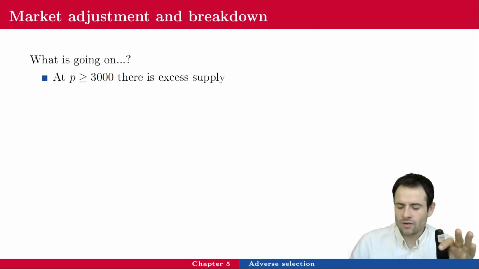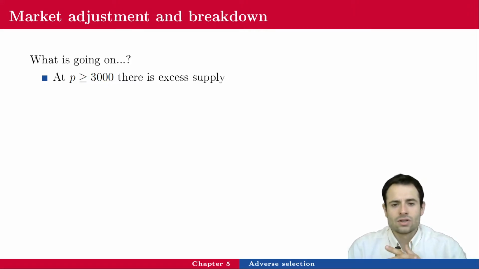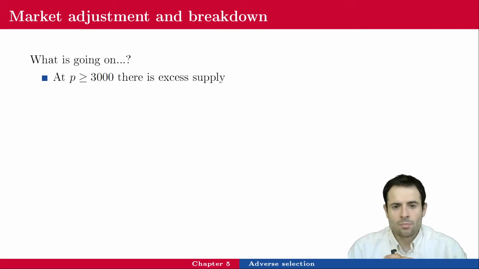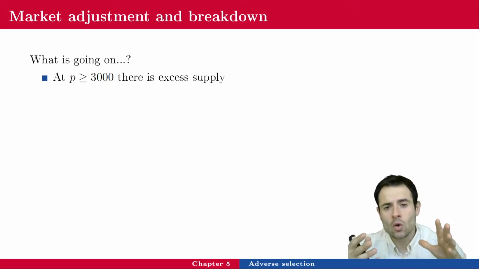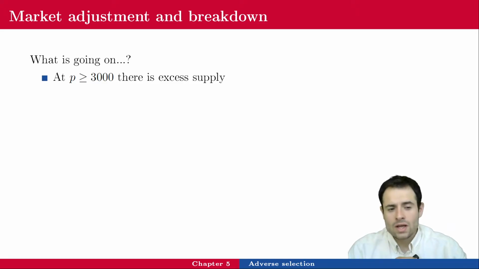So let's think about it from a market perspective. Let's look at what is going on. Well, if sellers want to sell their peach, they're going to put a price of at least $3,000. But at this price, there is no buyer who's willing to pay for the car, because they're willing to pay only $2,500 for the car, not knowing the type of car they are looking at. So if the price is bigger than $3,000, there is excess supply.